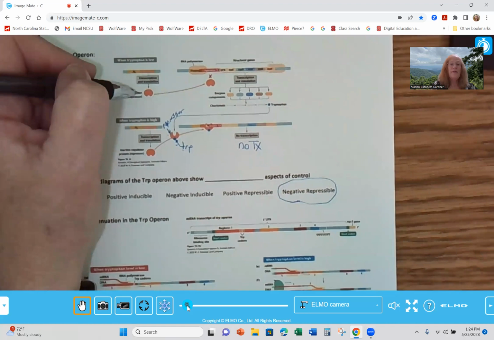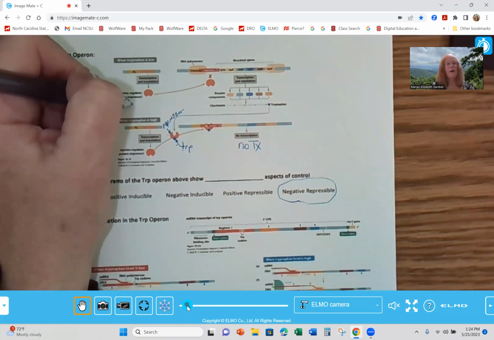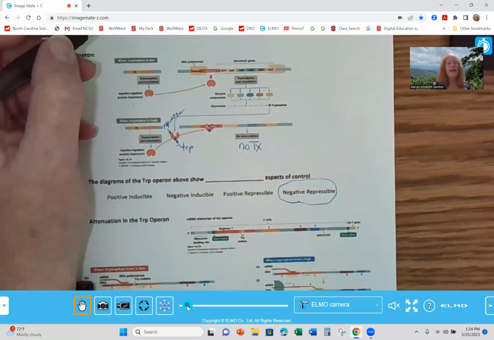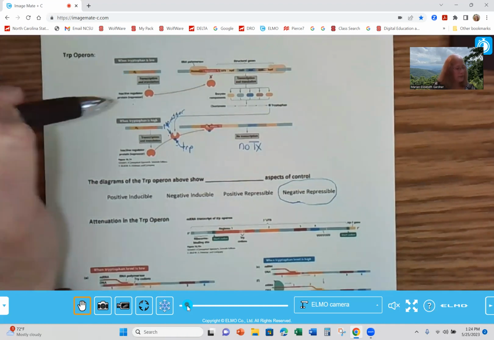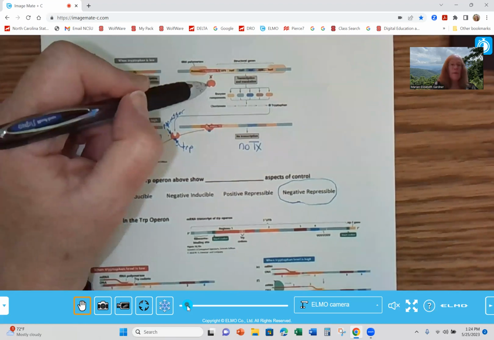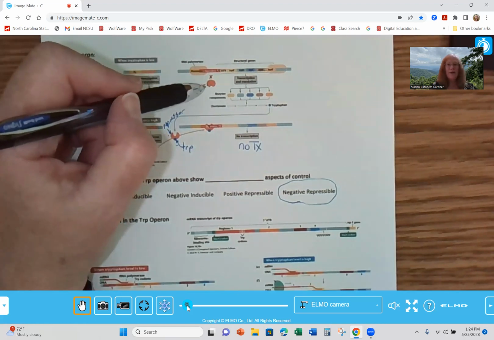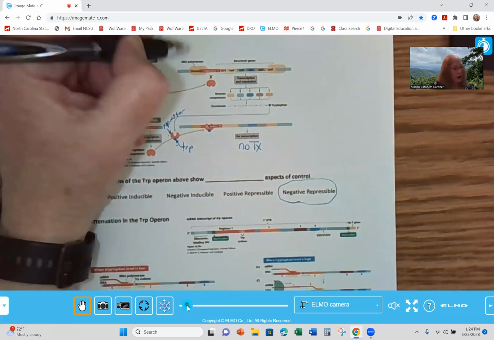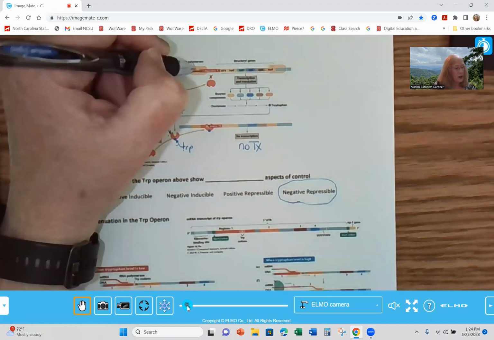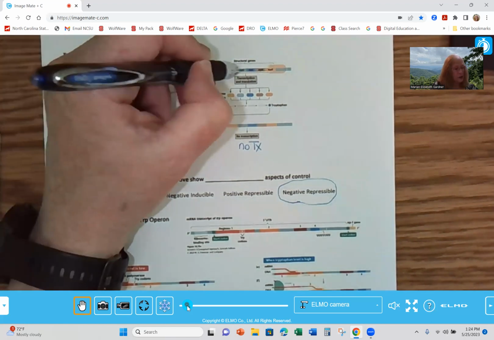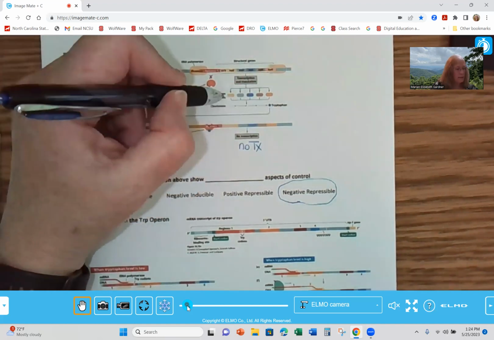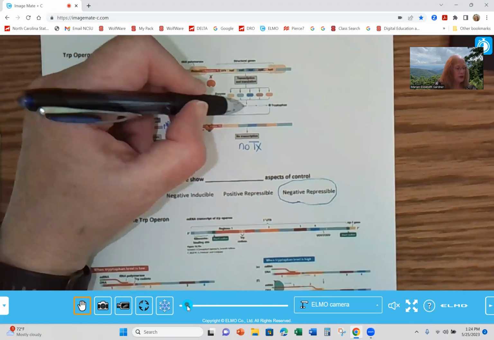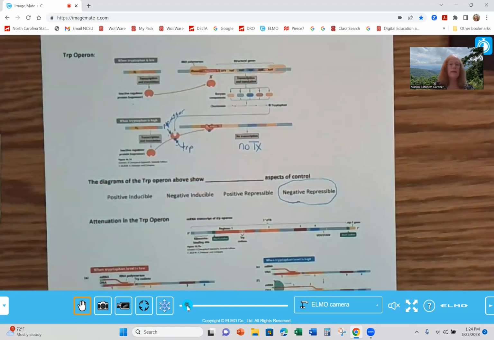But when there's not much tryptophan, the cell's going to need tryptophan. Tryptophan is one of our 20 amino acids, so when the cell makes proteins, it will need tryptophan to make those proteins. So the repressor does not bind by itself. It's not bound to tryptophan because tryptophan is low. RNA polymerase binds to the promoter. It goes down here and transcribes all of those structural genes, and translation occurs, and we get all of those gene products so that tryptophan can be produced.